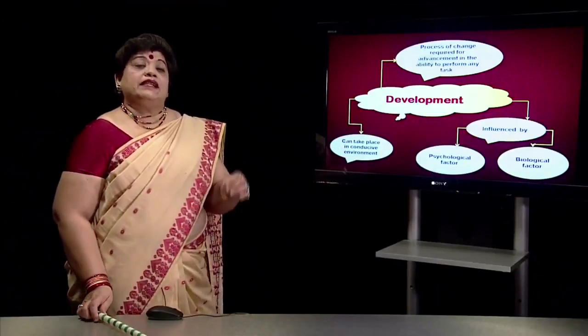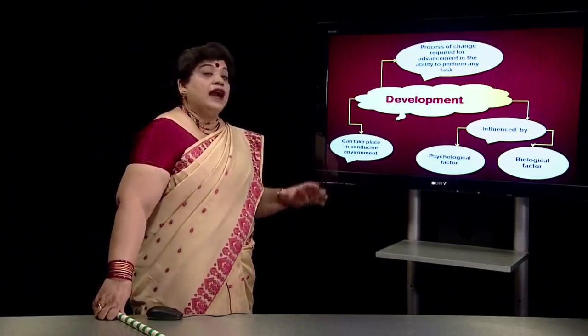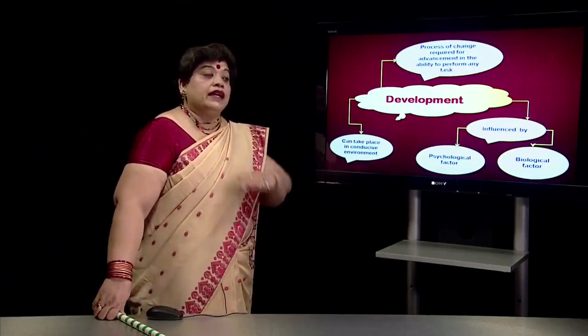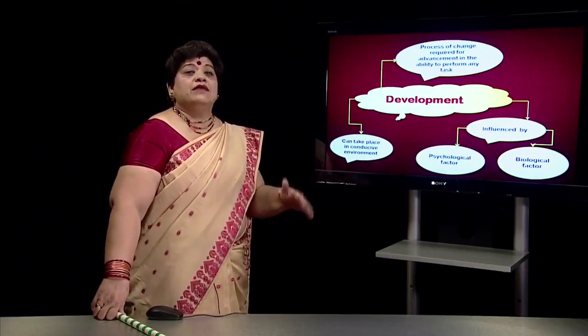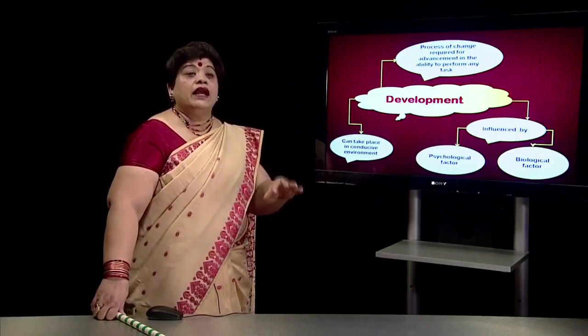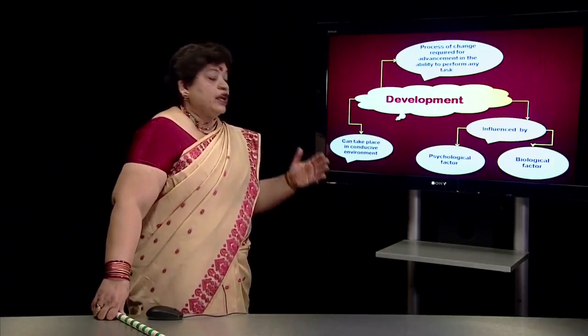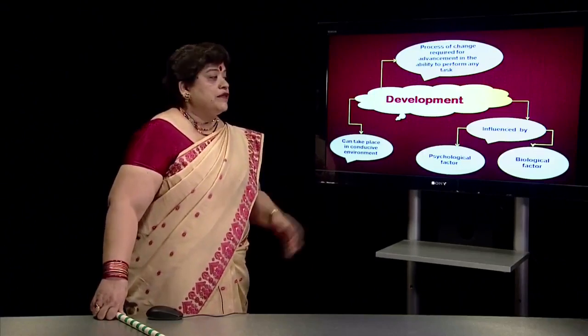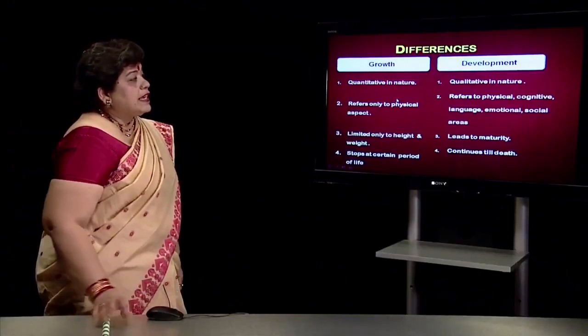If I expect a child to start running, then I have to give him an environment which is suitable. The conditions where I make the child run should be such that the child is able to put his foot forward, balance himself, stand on that and then take the next step ahead. So the environment has to be conducive. And most important, development is always influenced by psychological factors and biological factors. Because of these reasons, adequate development takes place.